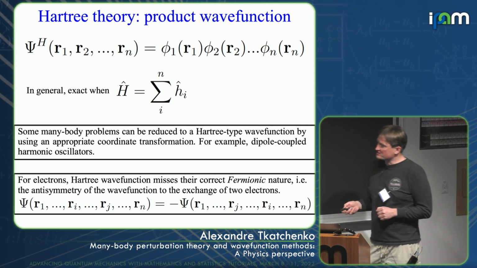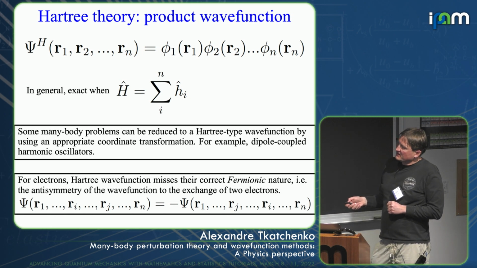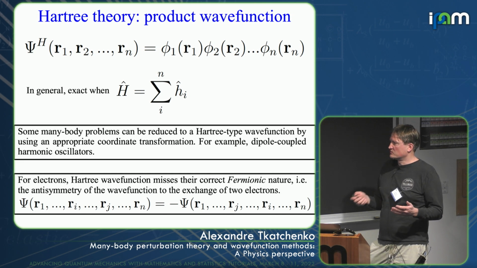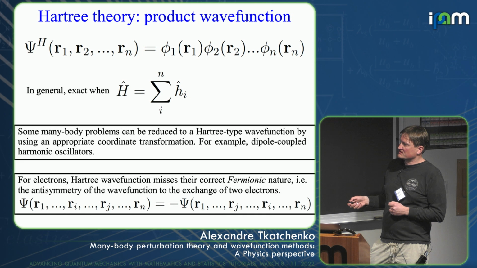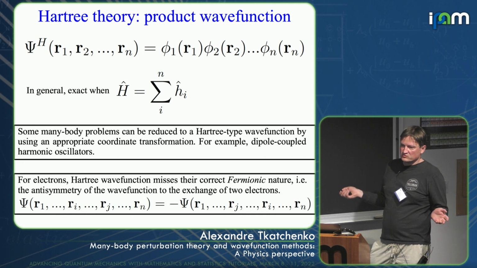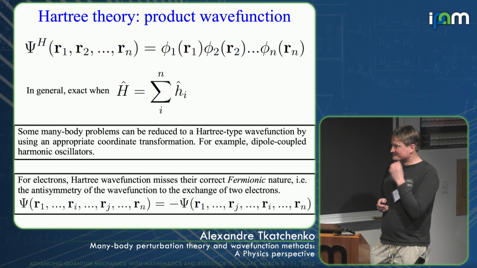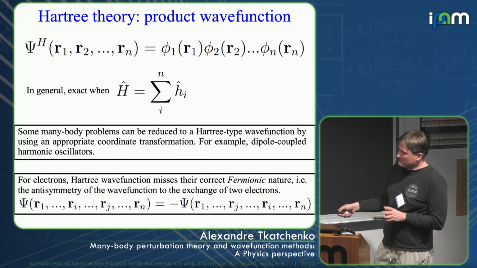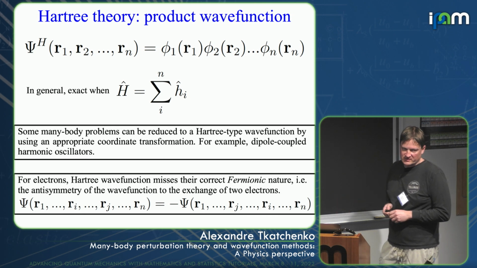And in general, of course, such an ansatz is exact when my Hamiltonian can be decomposed into single particle operators. So if you have free electrons, then this ansatz is of course exact, because all I have is a product of plane wave solutions to the free electron problem. But some many-body problems can be reduced to such a Hartree-type wave function by using a coordinate transformation.